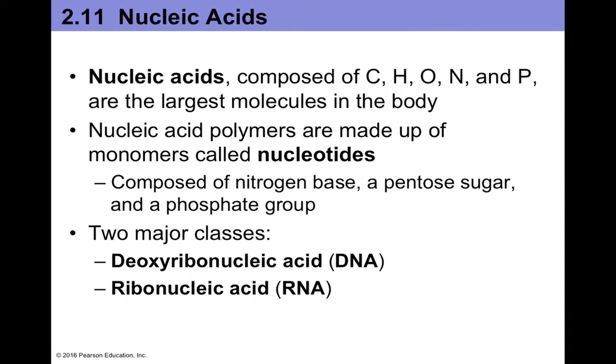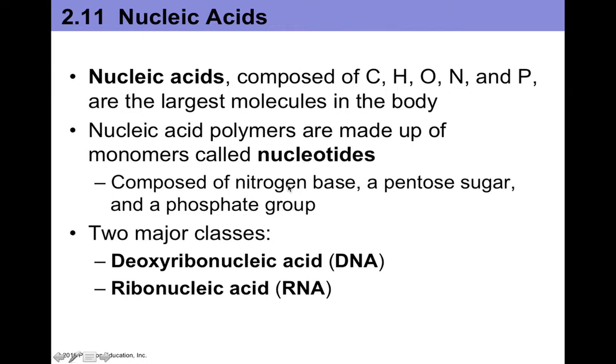Okay, in this video we're going to talk about nucleic acids. Nucleic acids are another class of biomolecules that are also composed of a lot of carbon, hydrogen, oxygen, nitrogen, and some phosphorus. And these are actually the largest molecules of the body. Now, these nucleic acid polymers are made up of these monomers called nucleotides.